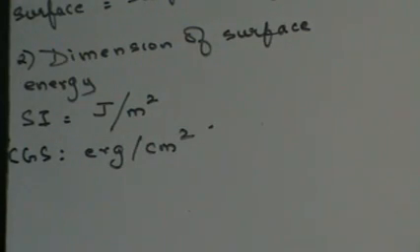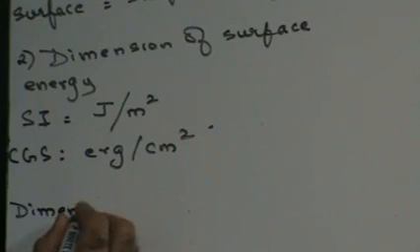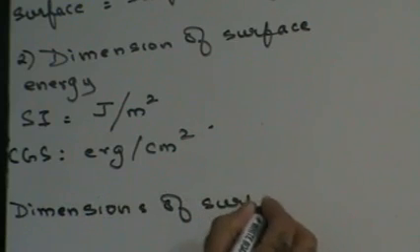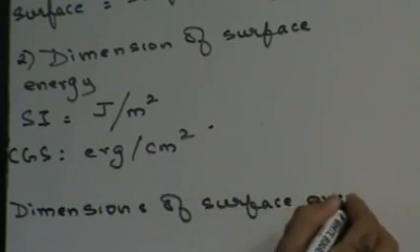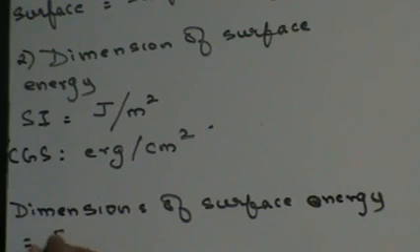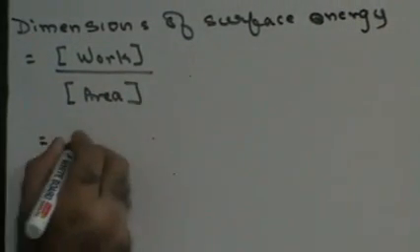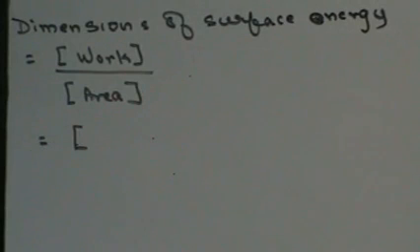Now once I know the units, I can find out the dimensions. I can say that dimensions of surface energy is going to be nothing but dimensions of work upon dimensions of area, right? Dimensions of work is nothing but force into displacement. Force is mass into acceleration, that is mass into displacement upon time square.